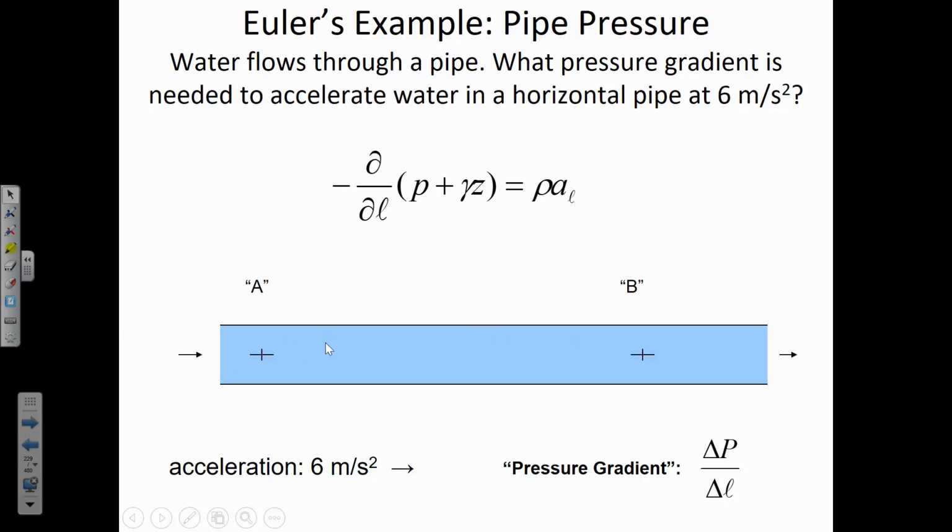And here you can see in this example that the pipe is horizontally oriented. So it's a horizontal pipe, which means that ZB and ZA are going to be the same. All right, let me give you a few moments to work on this and try to find the pressure gradient. The answer for a pressure gradient should be pascals per meter.